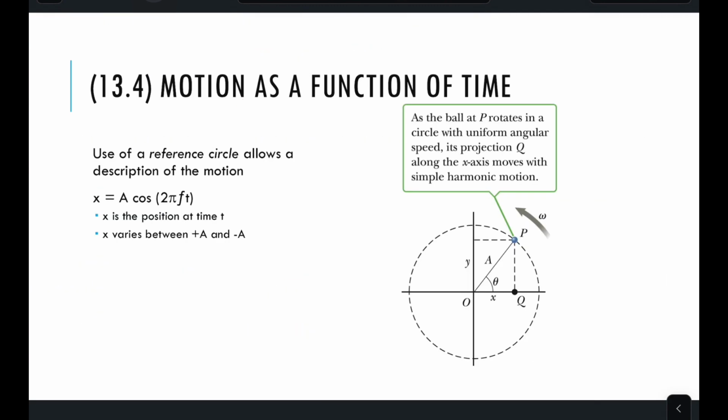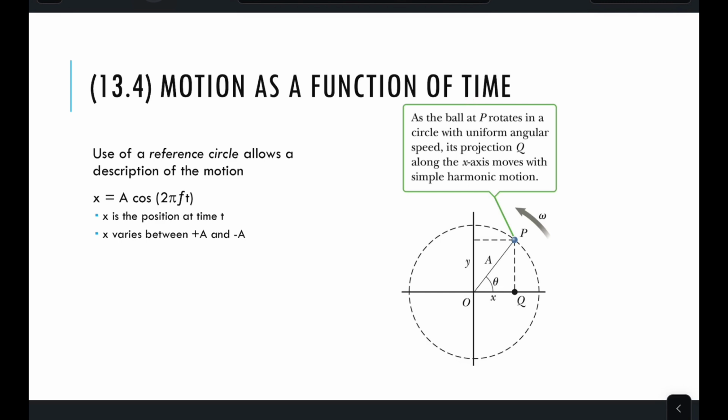Now we proceed with motion as a function of time. Instead of looking at what the v is at a given position, we may also look at what the x, v and a are at a certain required time. So we are going to look at the position x, the velocity v and the acceleration a as functions of time. As we know, they are not constant, they keep changing according to t.